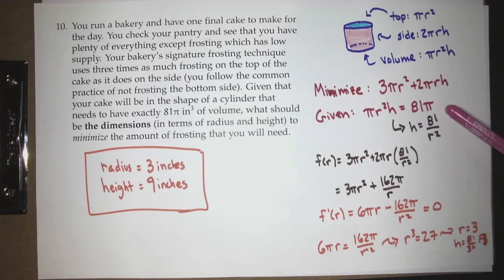Use the relationship to knock out a variable. Replace h in terms of r. So we get down to a single variable, take the derivative, set it to 0, solve, and in this case, there's only one answer. That must be it. So that's how we get our answer for radius of 3, height of 9.